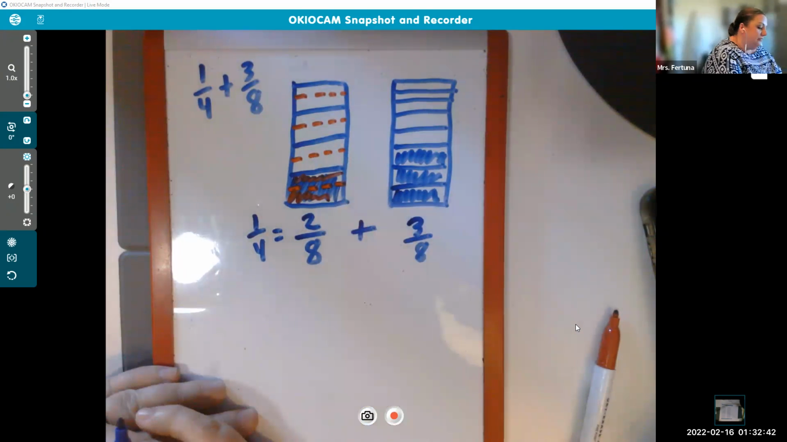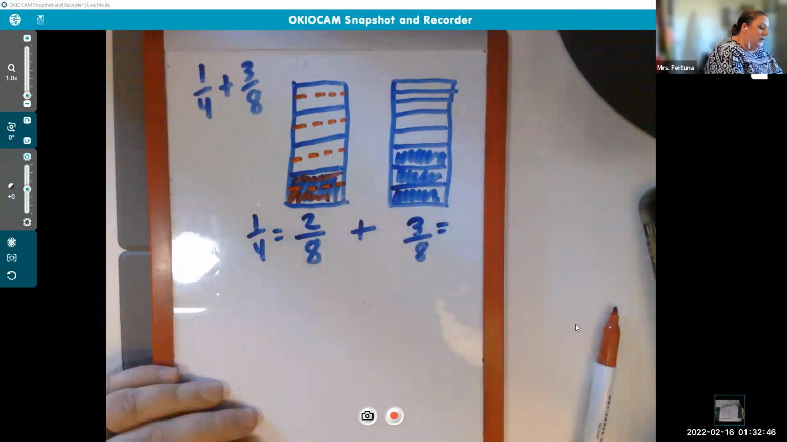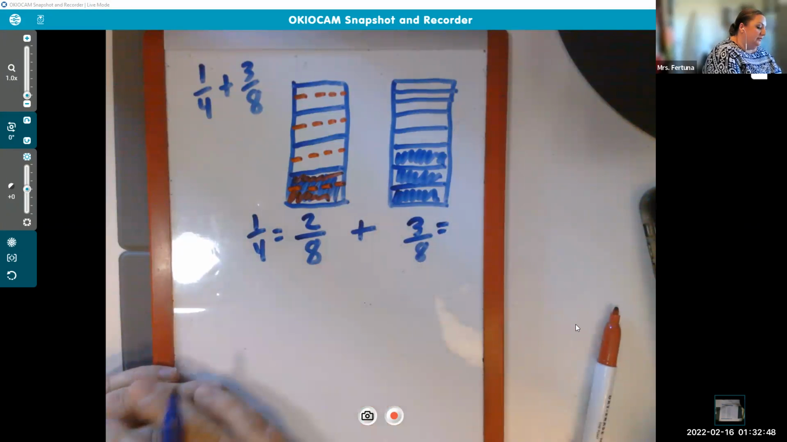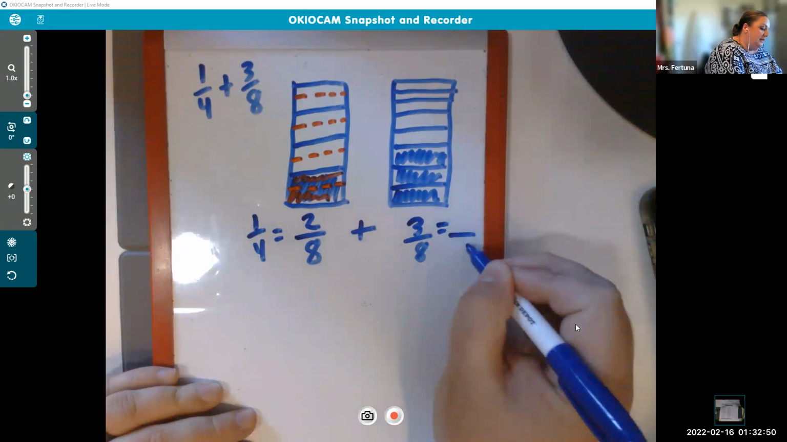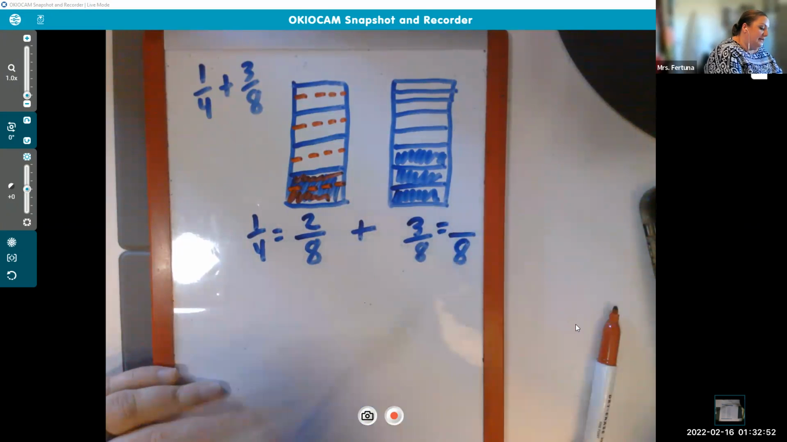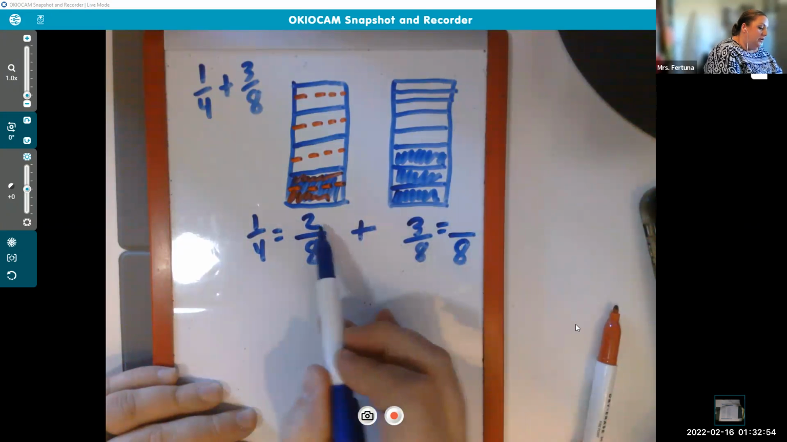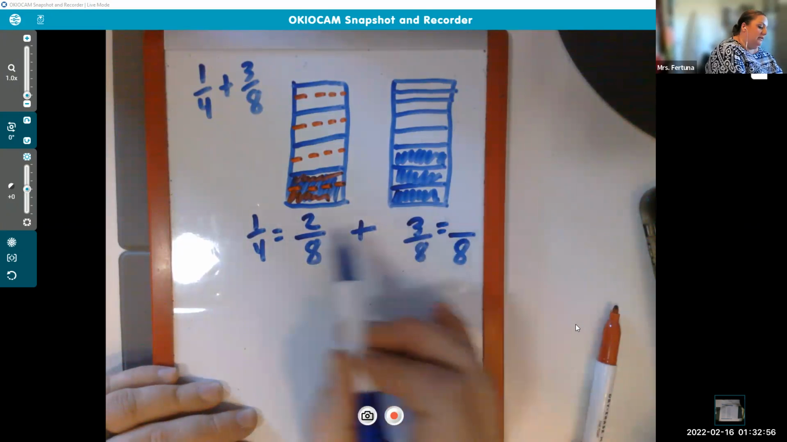Well, now I can go ahead and do my addition. When we are adding two fractions with similar denominators, we're going to keep that 8 at the bottom because that's the same. And then we're going to go across and add. So 3 plus 2 is 5.